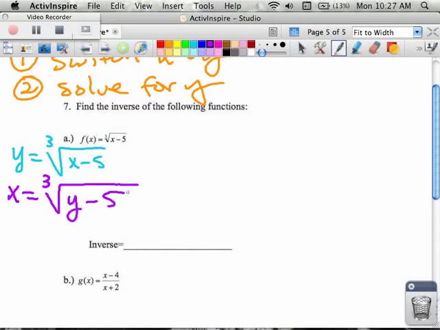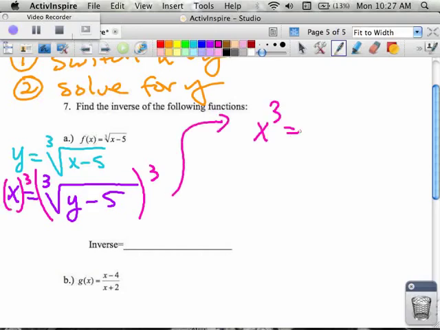Oh no, I have to solve for the y, and I have a cube root, so I'm going to cube both sides. So I cube both sides, and I get x cubed equals y minus 5. Oh look, there's no more root symbol anymore. Just get rid of the 5 by adding 5 to both sides.